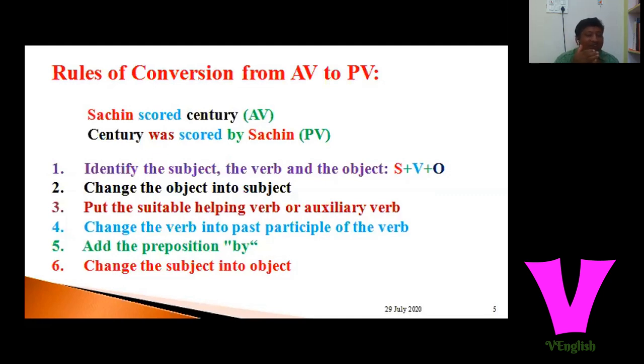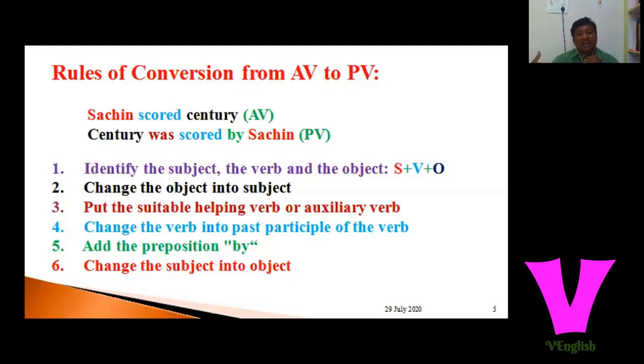"I scored a century." Then how do you convert this into passive voice? "A century was scored by..." How do you convert that "I" into passive voice? In the active voice the subject is "I", then how do you write that "I" in the passive voice? If you write "I", that is a blunder, so the "I" must be converted as "me".